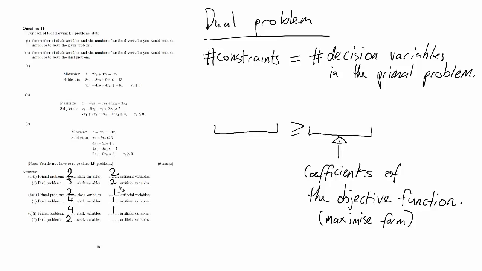Finally, for part C, note carefully that it's a minimised problem. So to really be sure that you're writing down the right thing, write down the corresponding maximised form. Which is here minus z equals minus 7x1 plus 13x2. So we've got one positive coefficient, and thus we're going to introduce one artificial variable into our dual problem. And now we've finished the question.